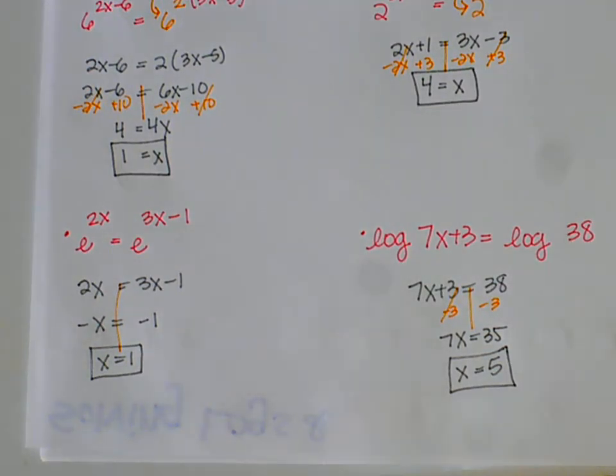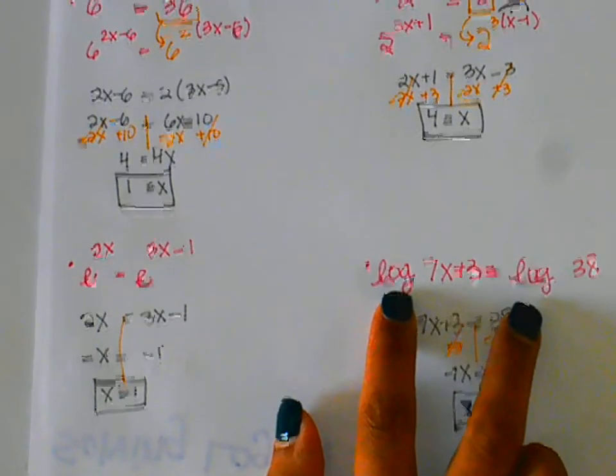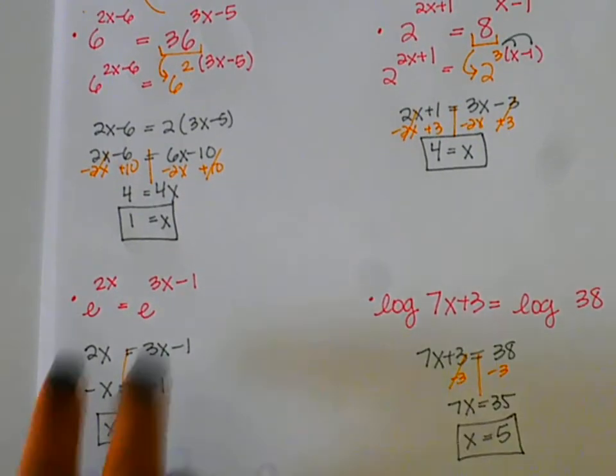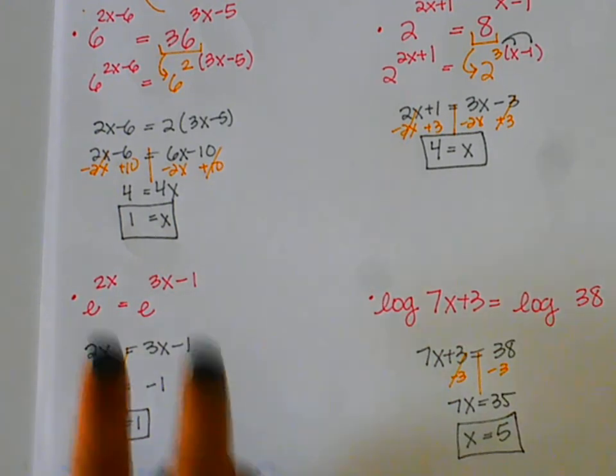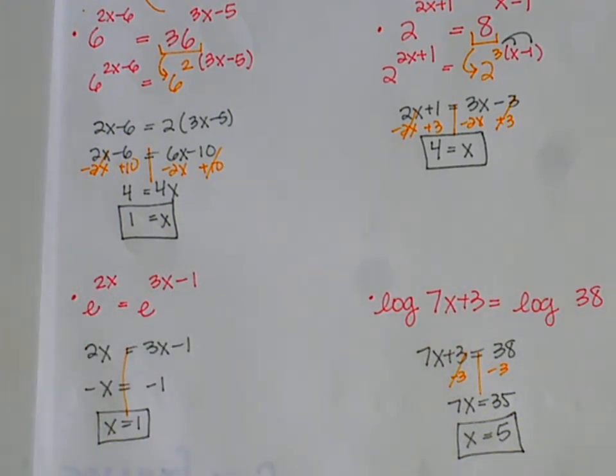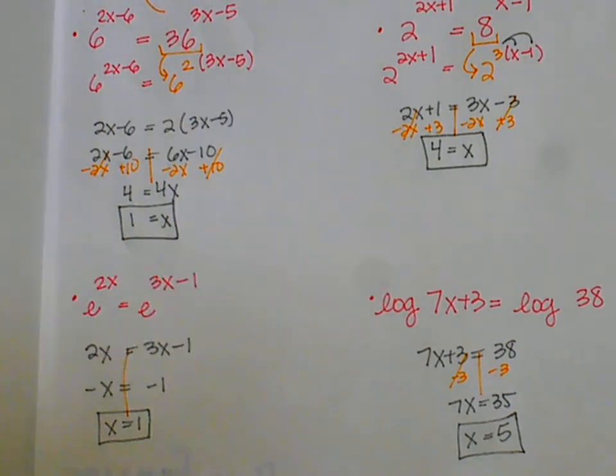This would also be true for natural log. As long as you get them the same, so same bases or same logs or same natural logs, your exponent or your other term, you can set that equal to each other. All right, let's look at something a little bit more complicated.